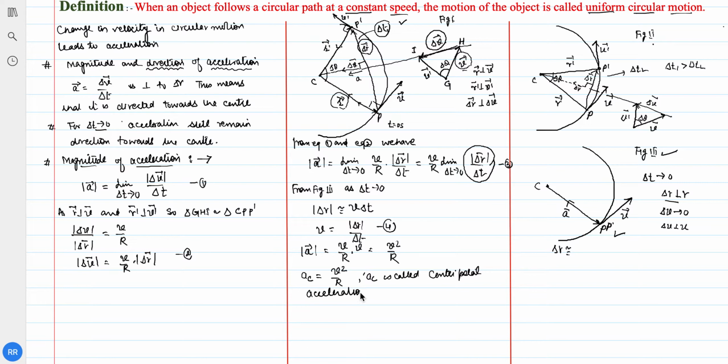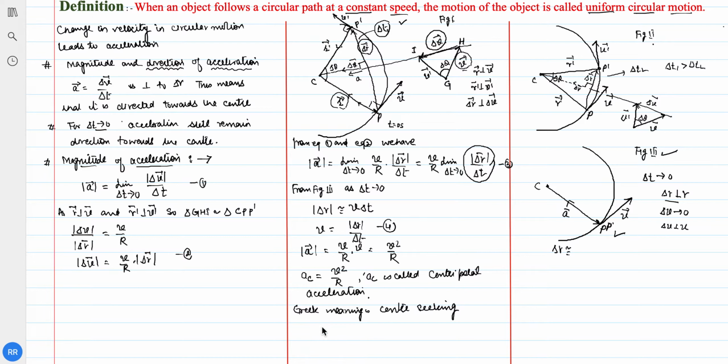This is called centripetal acceleration. So why is this centripetal? Centripetal is derived from the Greek words meaning center seeking, जो लगातार सेंटर की ओर ही रहे. So as the case, it is called centripetal acceleration.